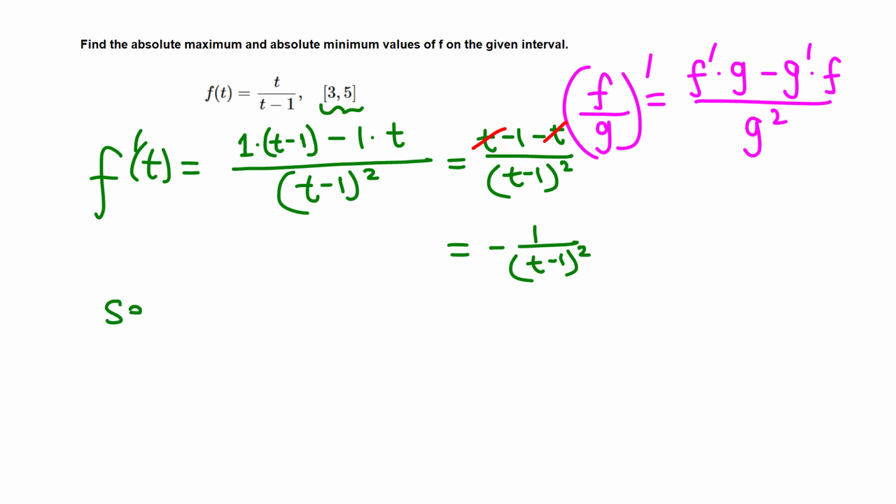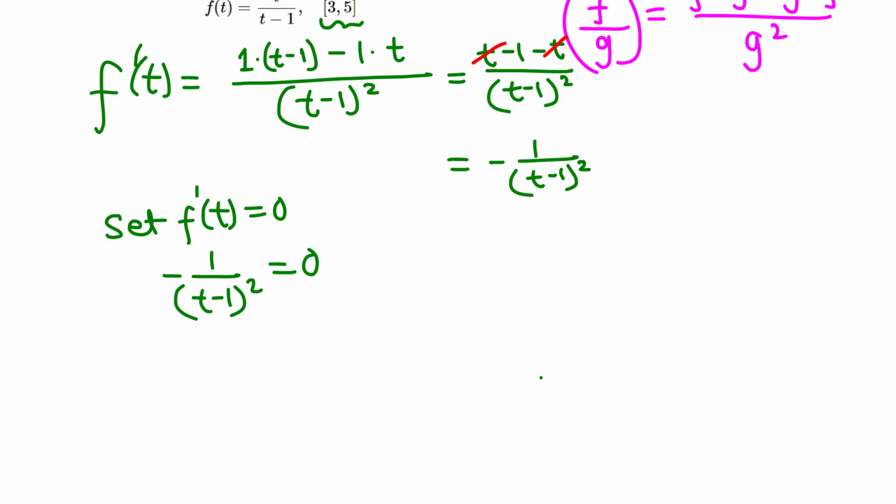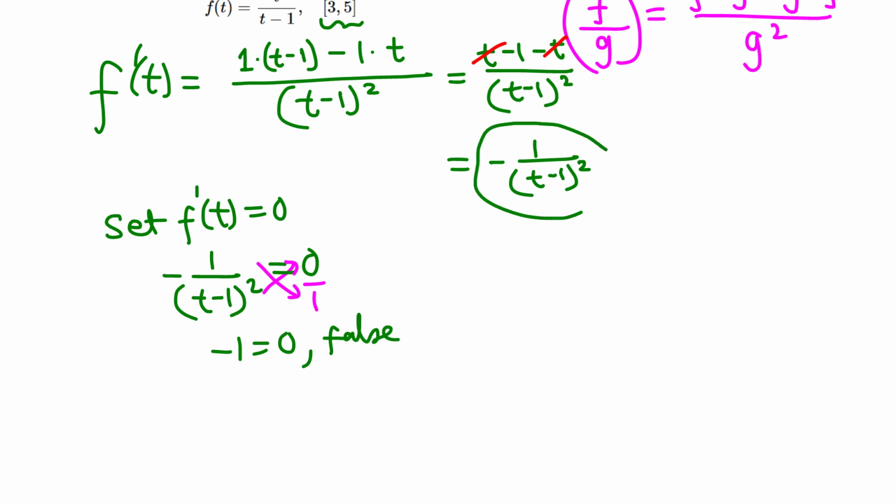If we try to set this equal to 0 to find critical numbers, there are none because it's a fraction and there is no t on the top. That is, negative 1 over t minus 1 squared equals 0. So we set the first derivative to 0 to solve for t. Those are critical numbers. But here, 0 means 0 over 1. If we cross multiply, this is how we solve when we have a fraction, the negative can be regarded on the top. Negative 1 times 1 is negative 1 equals 0. Okay, it's false. All that means this is never 0.